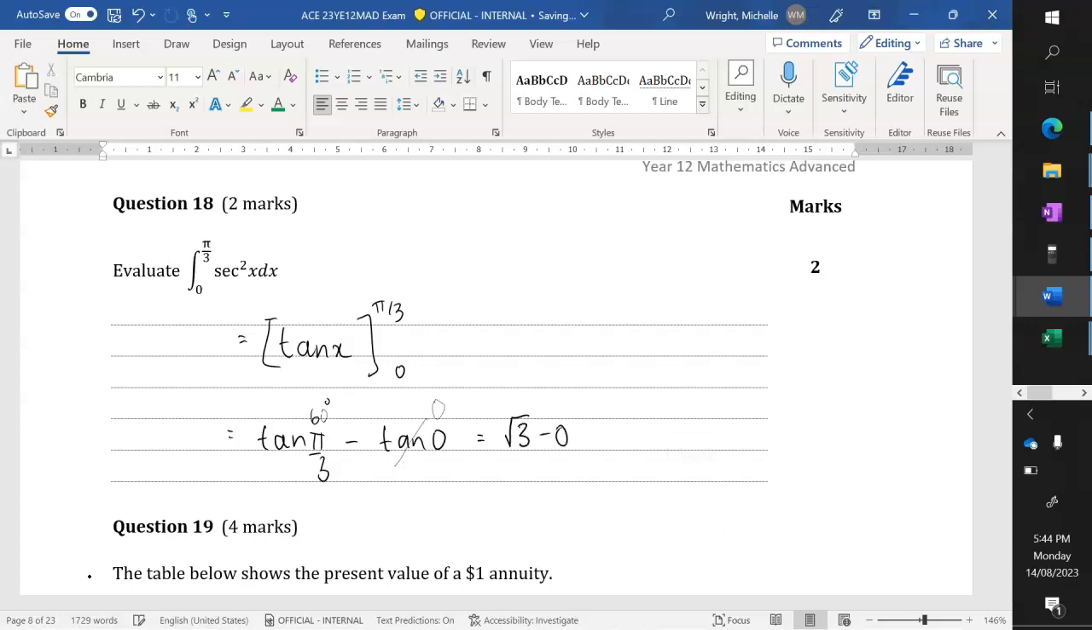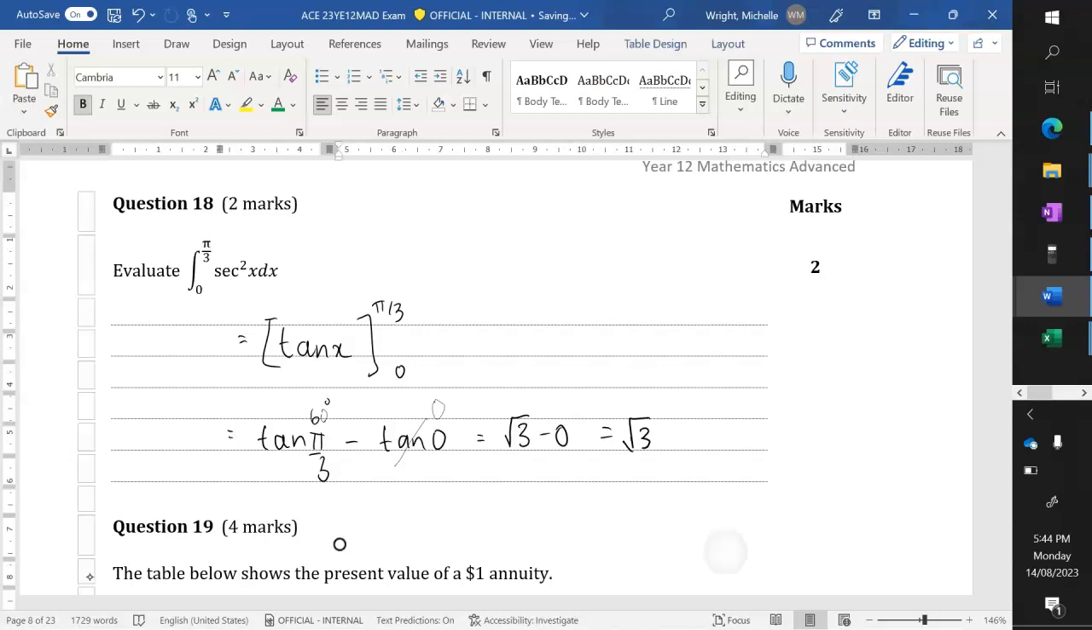So you've got root 3 minus 0, which is just root 3. That was the right answer, and that gave you your 2nd mark. It needs to be left as an exact value answer. We don't want a decimal for that one.